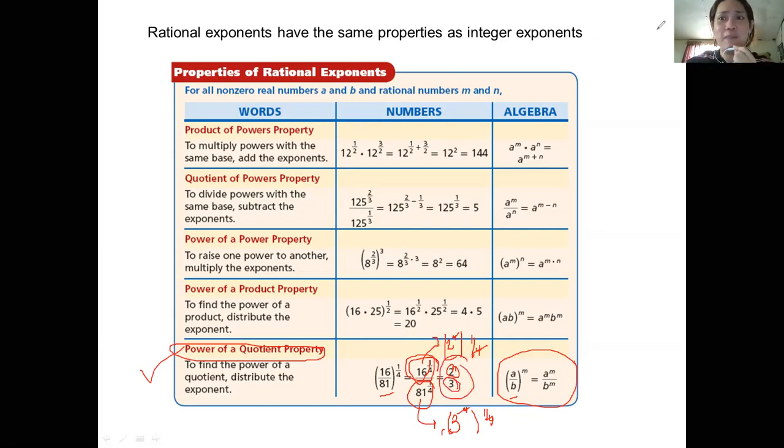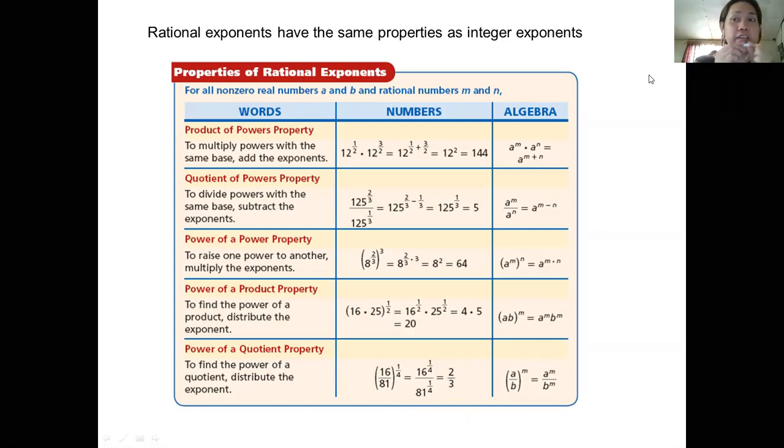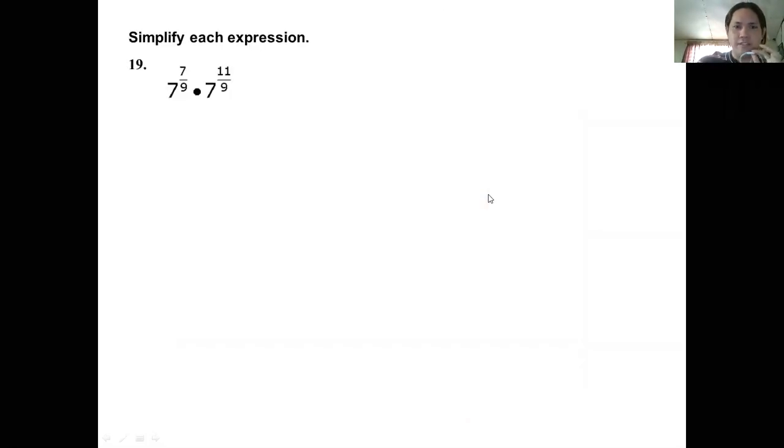Wow. If you just memorize this one, then you are hitting two birds with one stone. Why? Because if you master the properties in here for the rational exponents, you will also be able to master the laws of exponents for the integral exponents. Again, if you master this one, you are hitting two birds with one stone. You'll be able to master the laws of exponents for the integral and also for the rational. So very, very helpful for you. So I hope you'll be able to master this one.